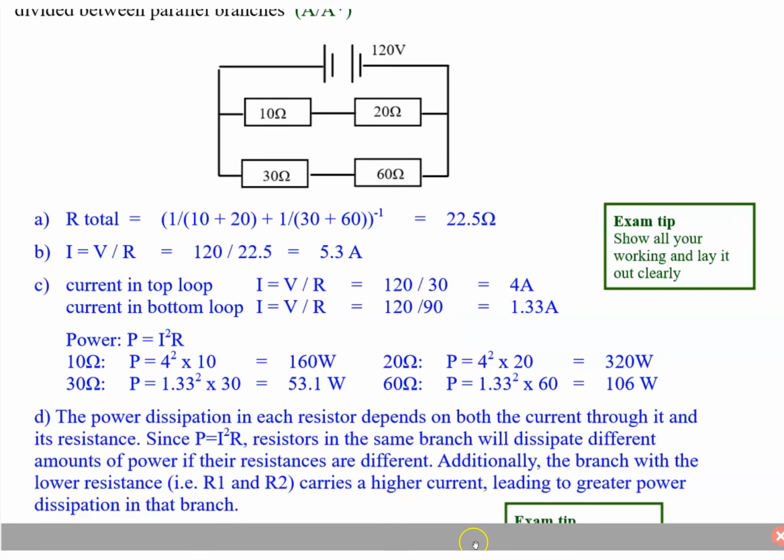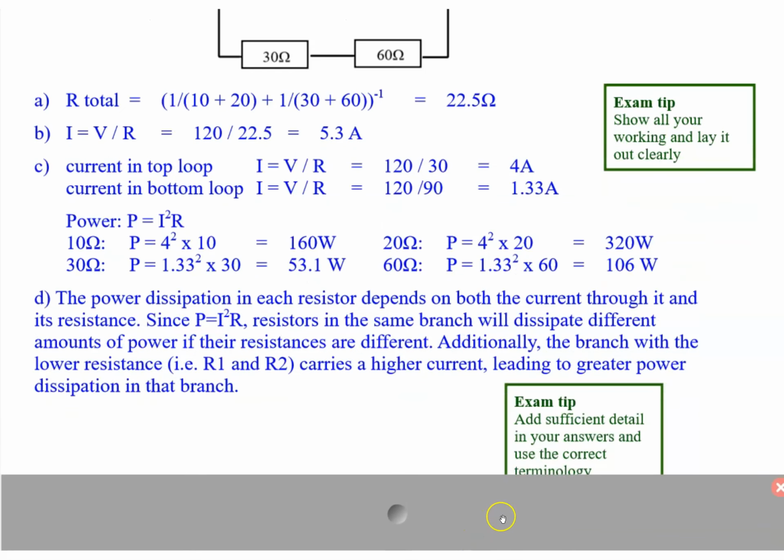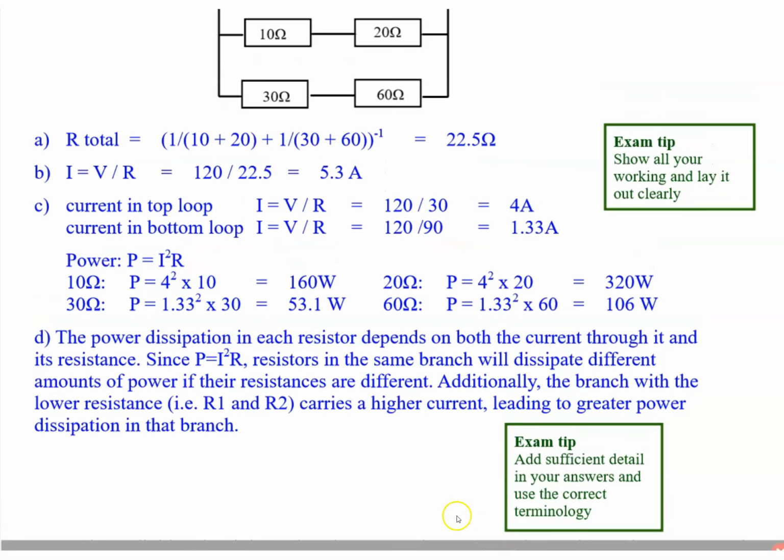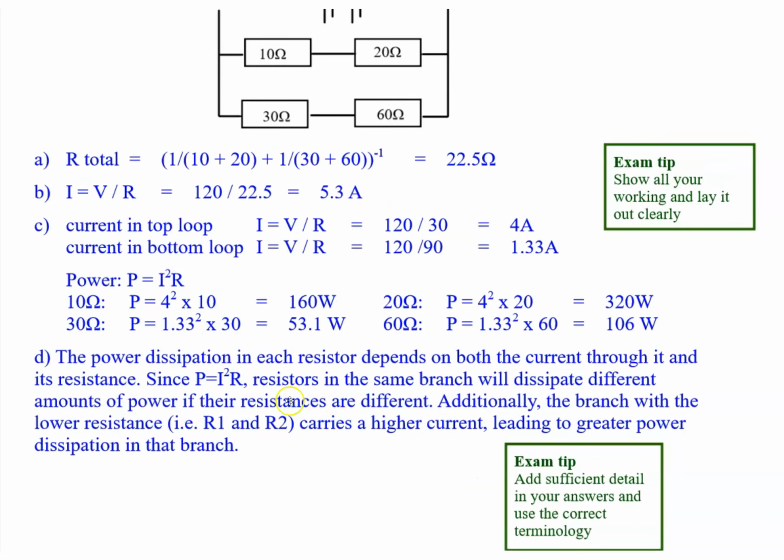This is probably 3 marks for this question. So in some ways, we just need to describe what is actually happening. The power dissipation in each resistor depends on the current and the resistance. All we're doing here is explaining or referring to I squared R. And that's another really useful thing to do in an answer, make reference to a formula.